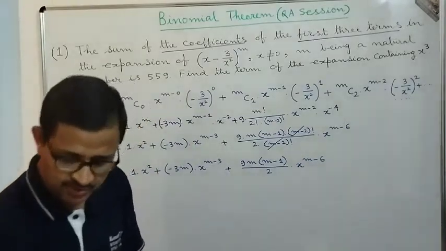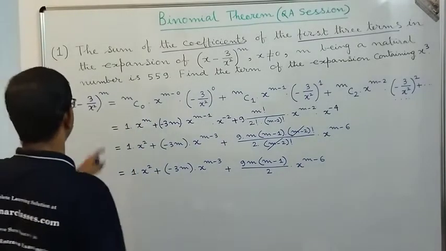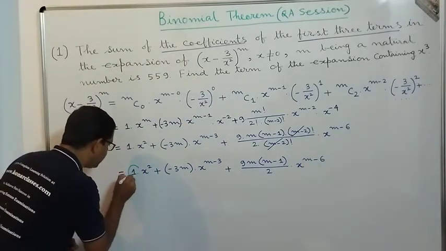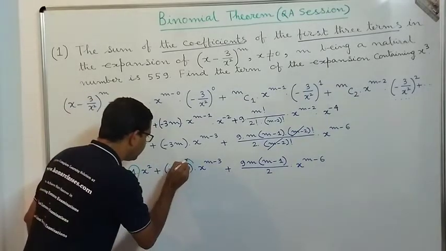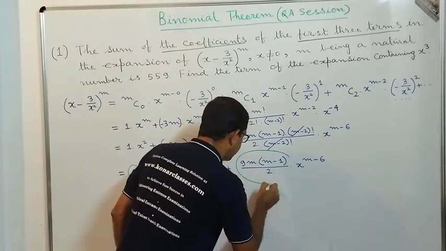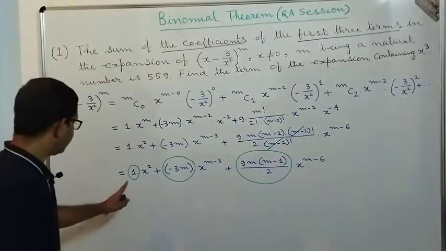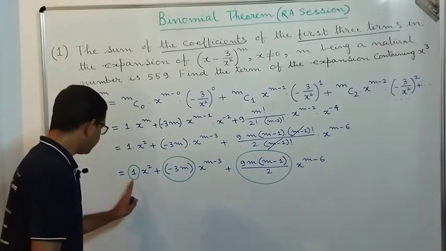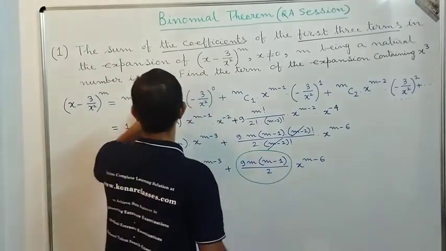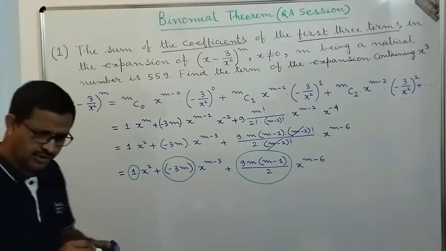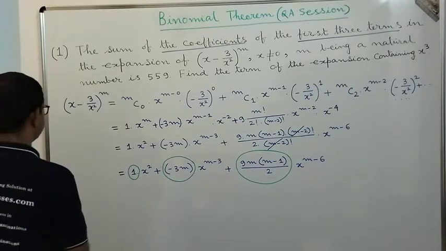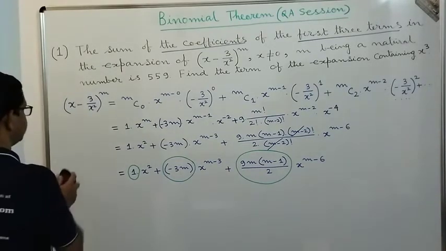Now dear students, what I would like to show you is the sum of the coefficients of the first three terms. In the first term, the coefficient is 1. In the second term, the coefficient is minus 3m. And in the third term, the coefficient is 9m into m minus 1 by 2. What I have encircled in the green color marker is that 1 minus 3m plus 9m into m minus 1 by 2 is equal to 559. Correct? So according to the question, I can write it in this place.